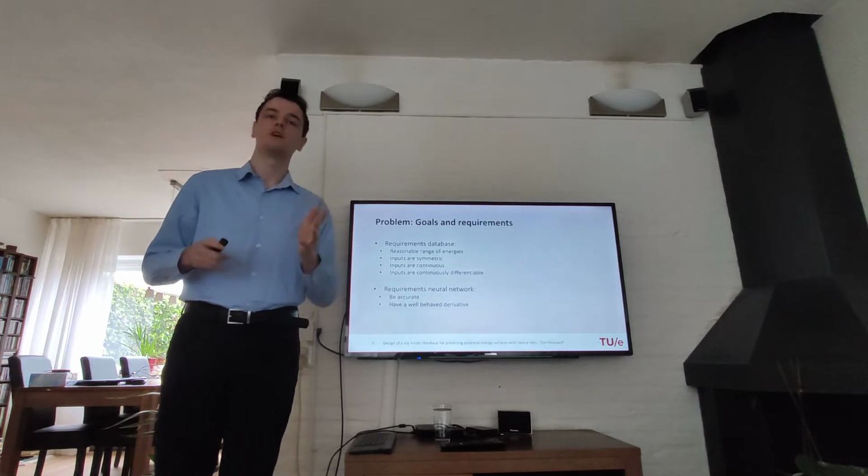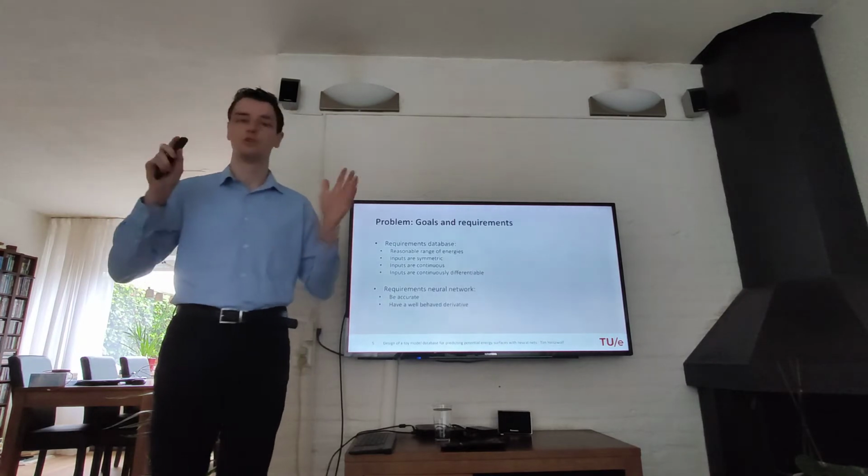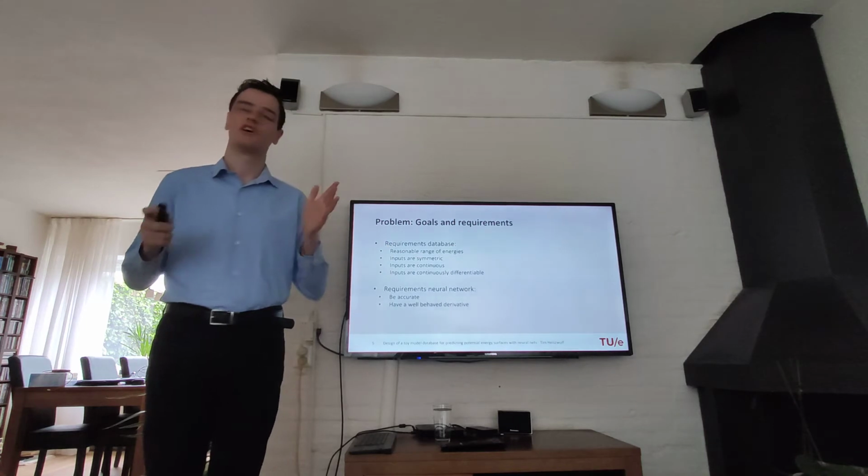Well, this is because we want the network to also be continuously differentiable, and thus the inputs also need to be so. Finally, a neural network should be trained and inspected. The requirements are that it should be somewhat accurate, and more importantly, that the derivative of it behaves well, since that's ultimately what we care about.